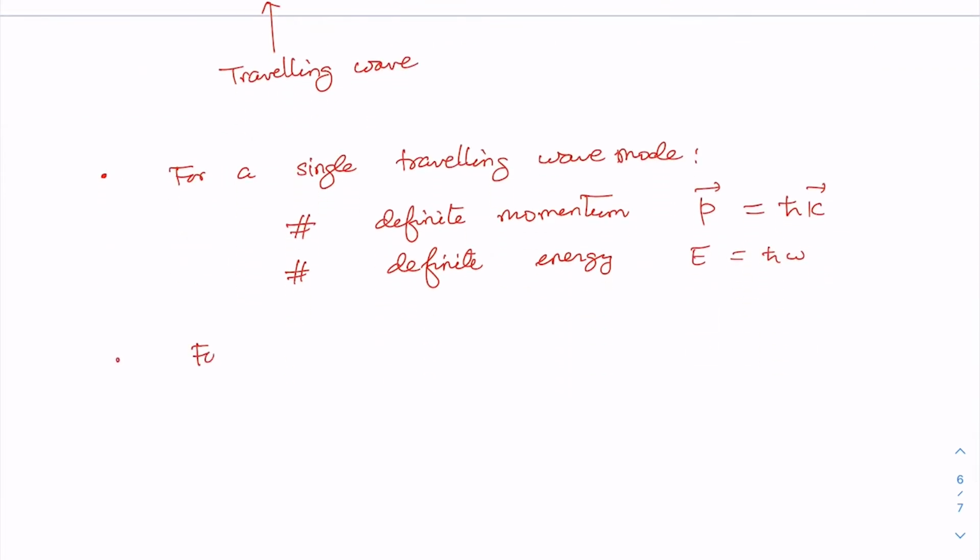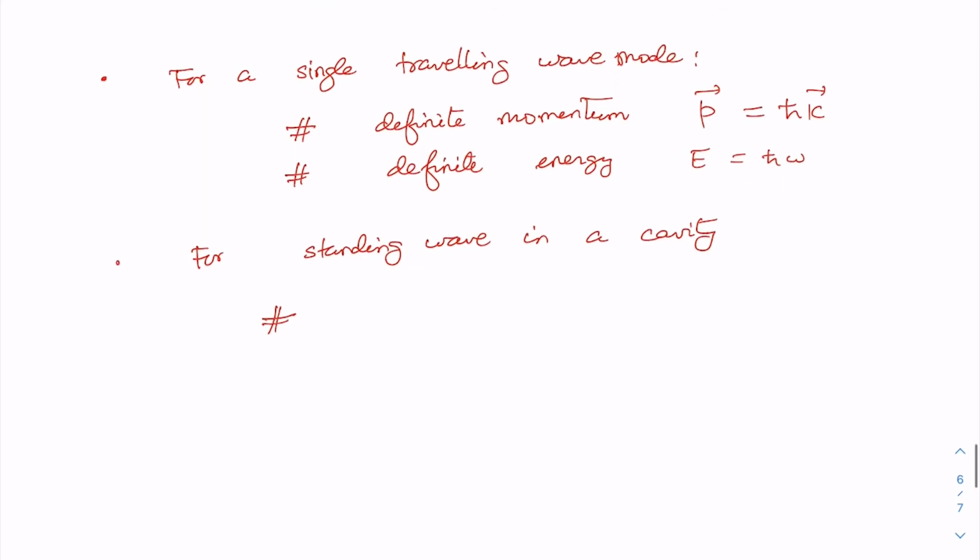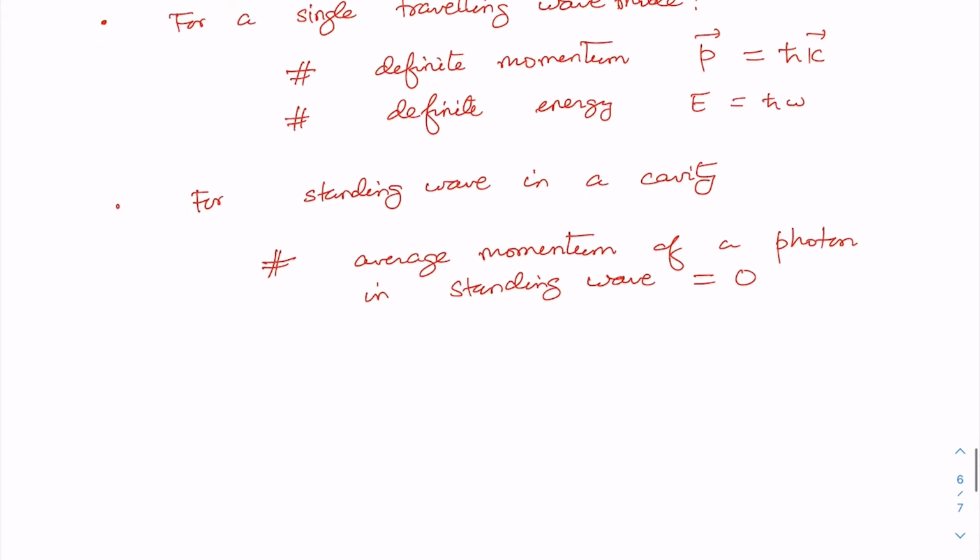On the other hand, for a single standing wave in a cavity, because you know that the standing wave is a superposition of two plane waves with opposite wave vectors, the average momentum of a photon in a standing wave is equal to 0, and because of that, if a measurement is made, then either one will get h cross k as the momentum, or one will get minus h cross k as the momentum.